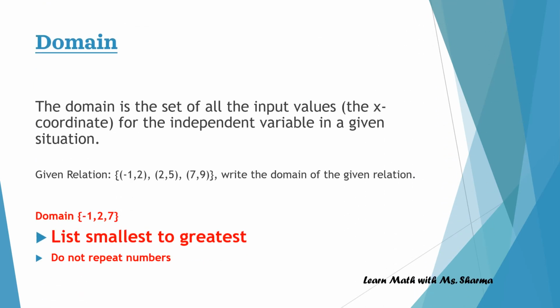Domain is a set of all input values, x coordinate, for the independent variable in a given situation. So domain is also known as independent, while range is dependent. You'll learn how to identify that in the next lesson. So given a relation -1, 2, 2, 5, 7, 9, write the domain of the given relation. Domain are the x values. You have -1, 2, 7. Before you begin writing the domain, you should list them smallest to greatest. Do not repeat any numbers. If a number is repeated, you write it once only. So in this situation, your domain is -1, 2, and 7.